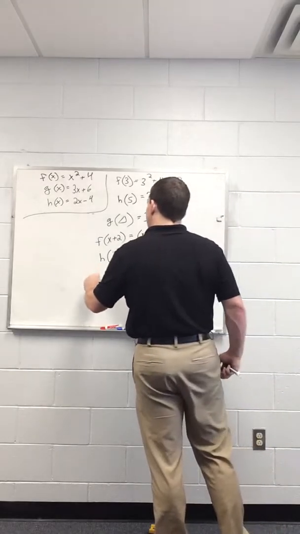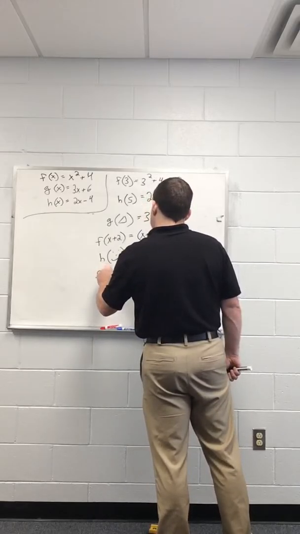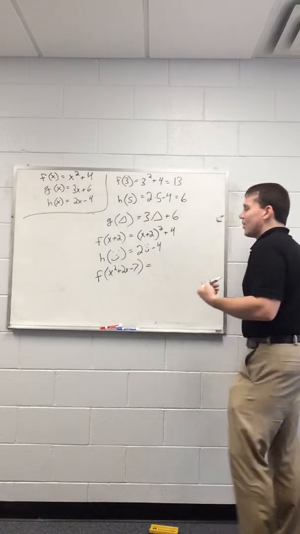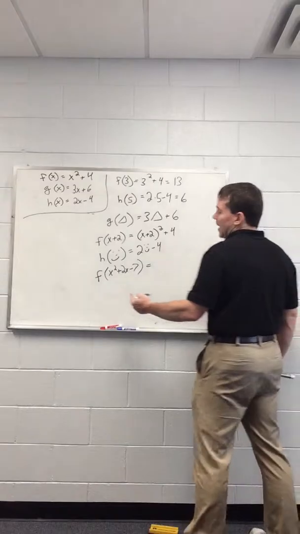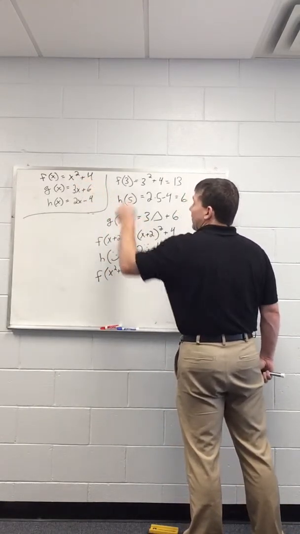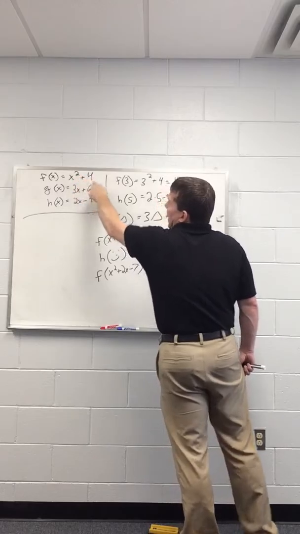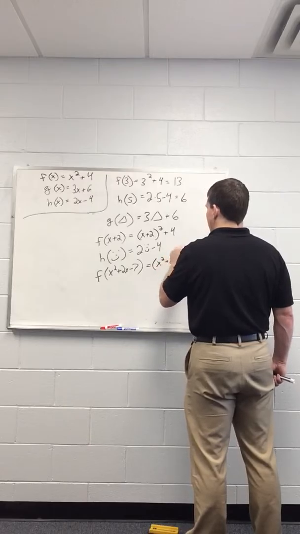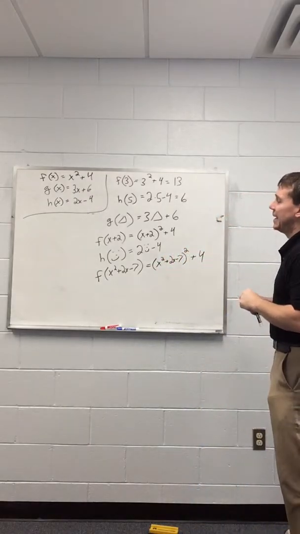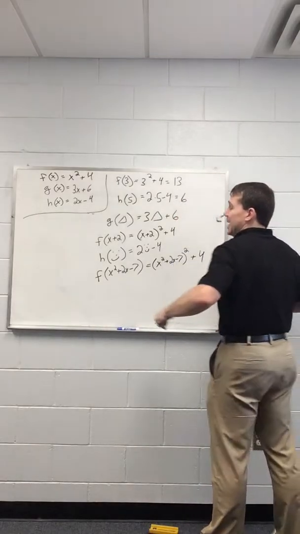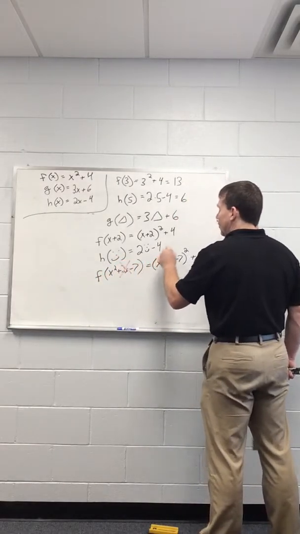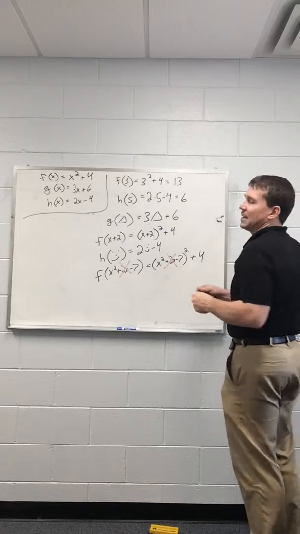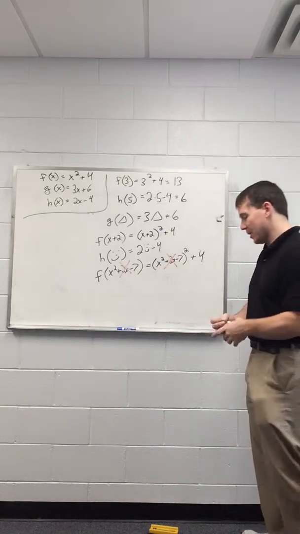One more. Suppose I have f of x squared plus 2x minus 7. That's rather cumbersome, but the principle is the same. The function f takes whatever you plug in, squares it and adds 4. So if I plug this in, I would square that and add 4. And again, you just have to get to the point where you understand this is f of x equals x squared plus 4. I just replace the x with this, so I replace the x with that. The exact same.